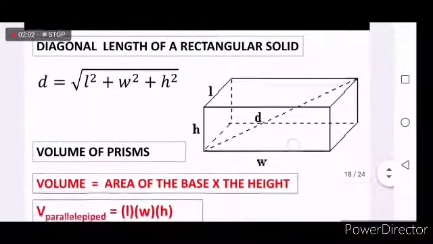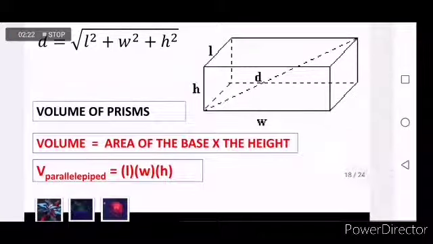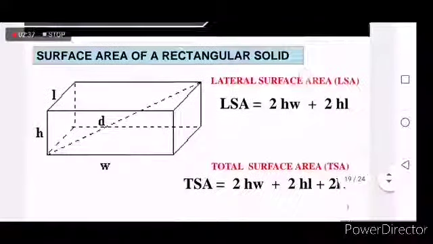Now, these are the formulas that we could use to solve different dimensions of the rectangular solid. First is the diagonal. It's just the square root of the sum of the squares of its 3 dimensions. While the volume is as easy as area of the base times the height. Now, since the base is a rectangle, therefore, the volume of the parallelepiped is just equal to length times width, which is the base of the solid, times the height. Tama, length times width times height lang.